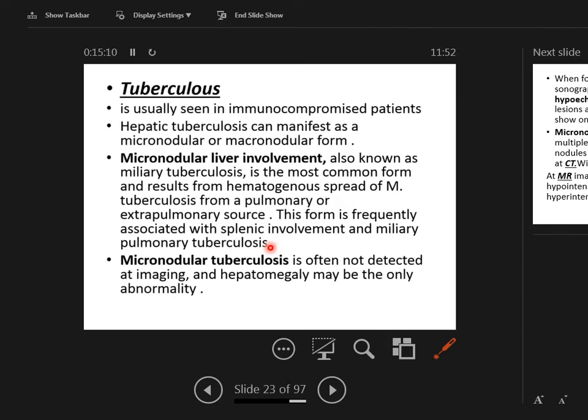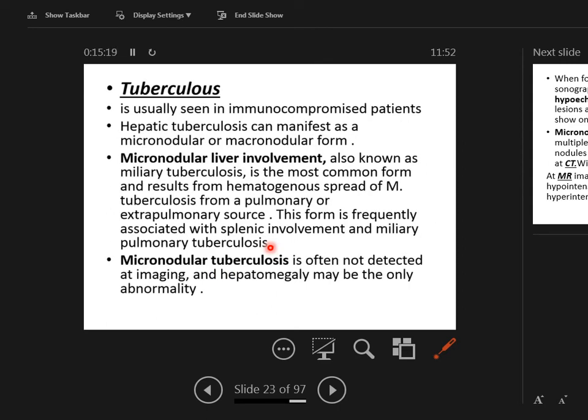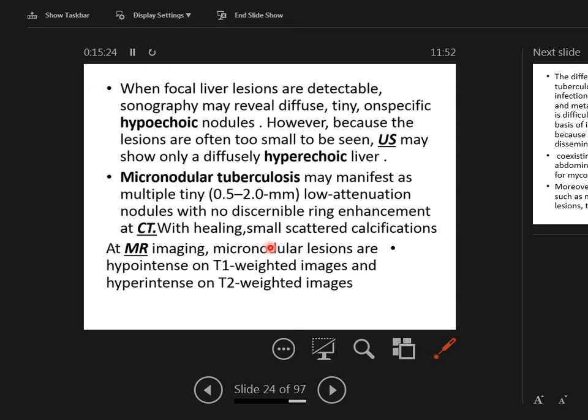The micronodular form. Hepatomegaly may be the only abnormality detected. Both of them are micronodular. Sonography may reveal diffuse tiny non-specific hyperechoic nodules. However, it could be just a diffusely hyperechoic liver, and can manifest as half to 2 mm low attenuation nodules with no discernible ring enhancement on CT, with healing small scattered calcifications.